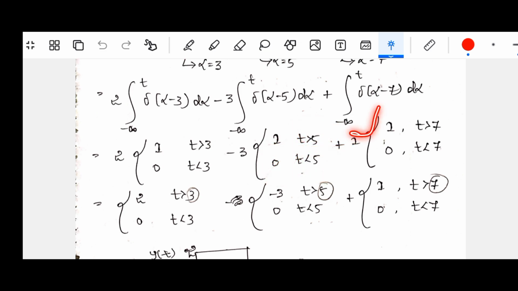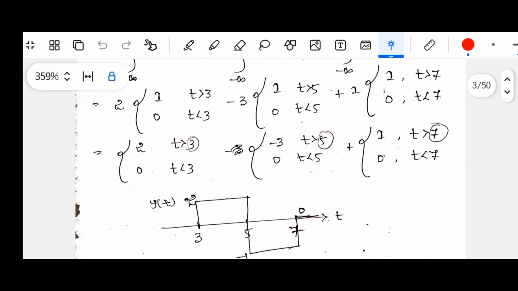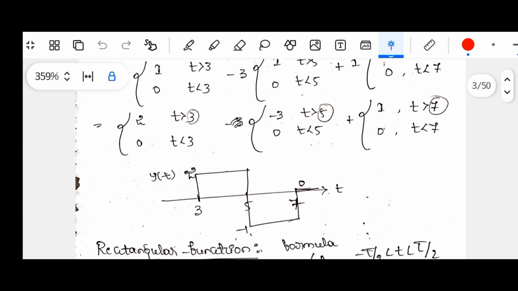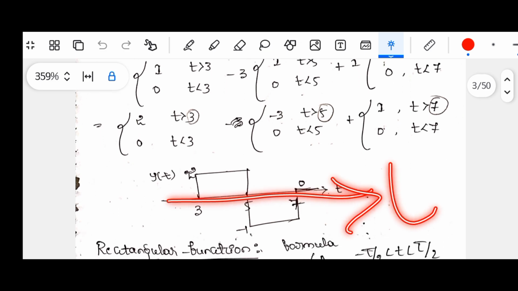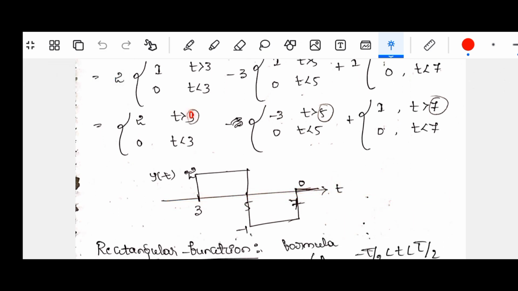Next, we get the 1 outside. So the location will be 7. If t is greater than 7, the answer will be 1. If t is less than 7, the answer will be 0. So we have to take the points. Create a straight line, which is the t axis. Take this 3, this 5 and this 7.